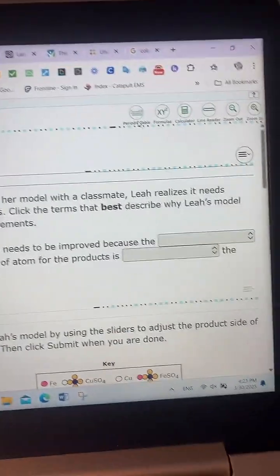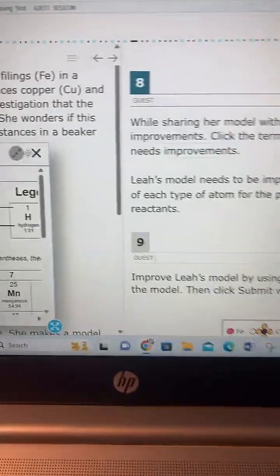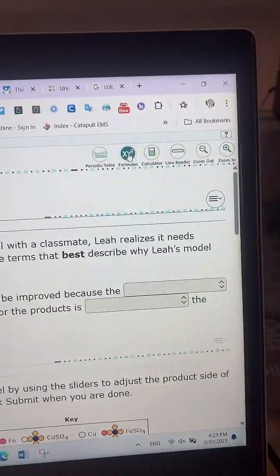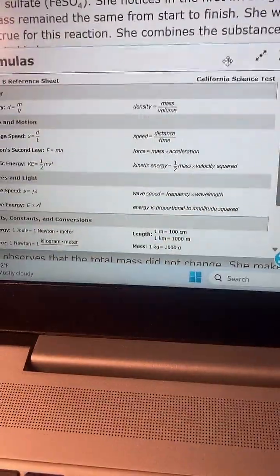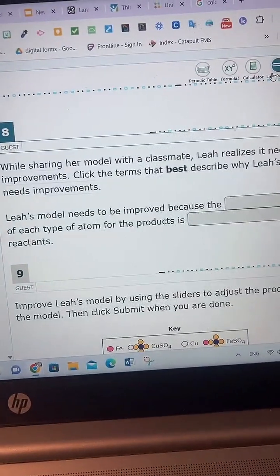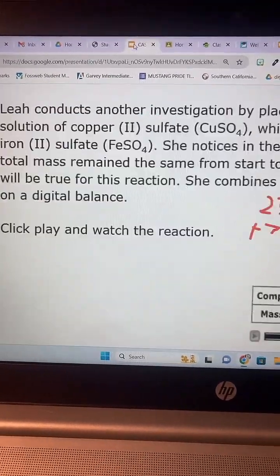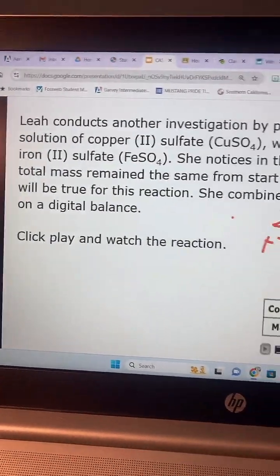By the way, reminder, you also have your periodic table here, which you can look at. You have a button that gives you all the formulas you might need for your test. You have a line reader and zoom in and zoom out. Okay, so let's go back. So why is that important?